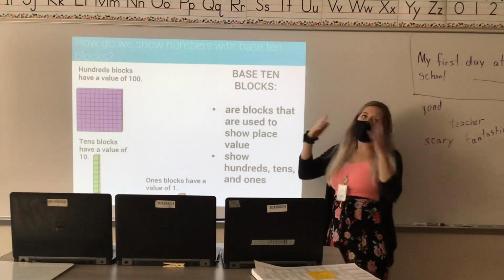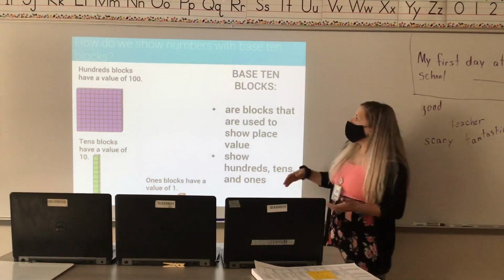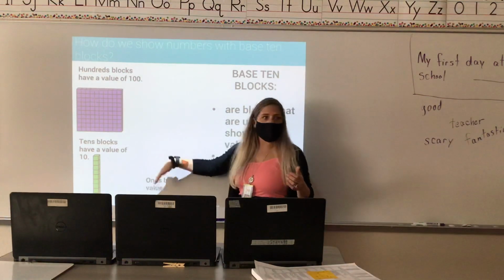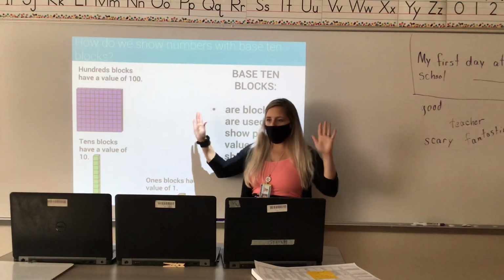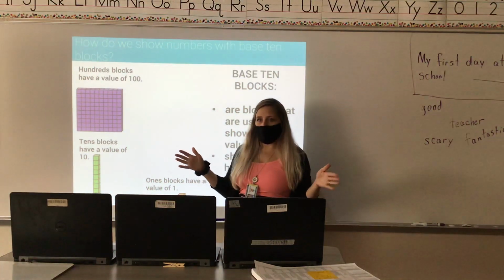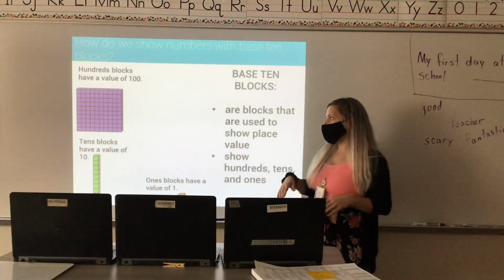All right. So what are we talking about with value? This is what base 10 blocks are. Who's ever seen base 10 blocks before? Raise your hand. Ever seen base 10 blocks? You should have in first grade. It's a real big part of first grade math. All right, put your hands down.